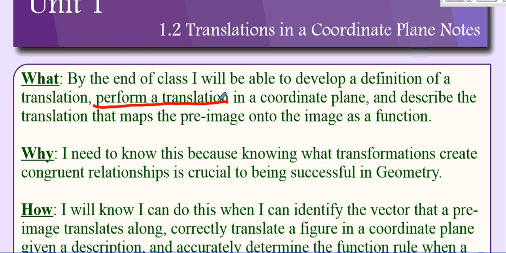You need to know this because knowing what transformations create congruent relationships is crucial to being successful in geometry. Transformations can create congruent relationships. And most of what this class is going to be about is all about congruent. Same size and shape.